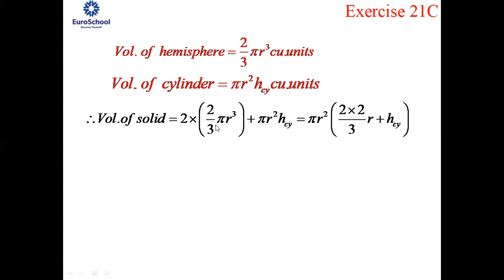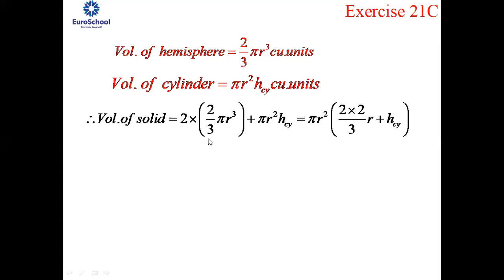Why is it 2 into this? Because you have got two hemispheres. That is why I've put this 2 into that. You can also mention it directly as the volume of a sphere, which is 4 by 3 pi r cube.